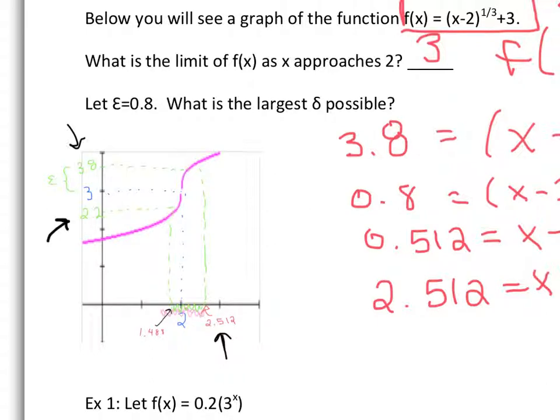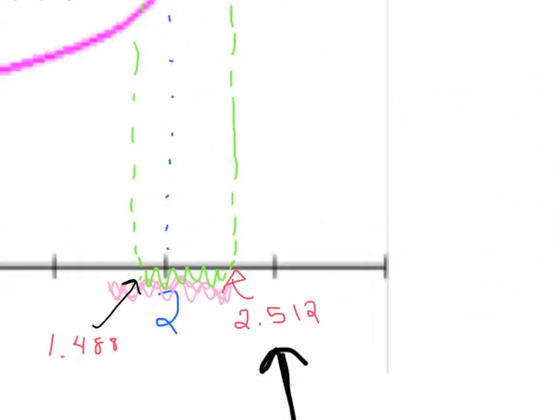Okay? So now, what the original question was asking us to do was find delta. So delta is my distance from 2. So I know how big x can be, which is 2.51, I'm sorry, 2.512. And I know how small x can be, which is 1.488. But that still hasn't answered the question, because what the question wants is this distance right here. That's my delta, and it will be the same on both sides. So all I need to do then is take my upper bound and subtract 2, or take 2 and subtract my lower bound. Either option will work.